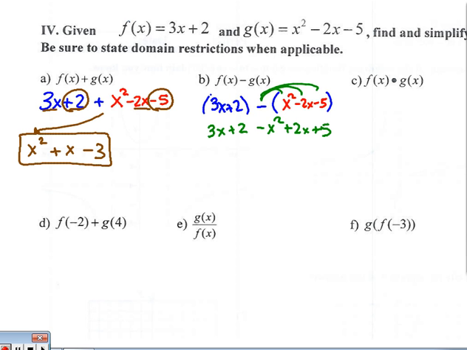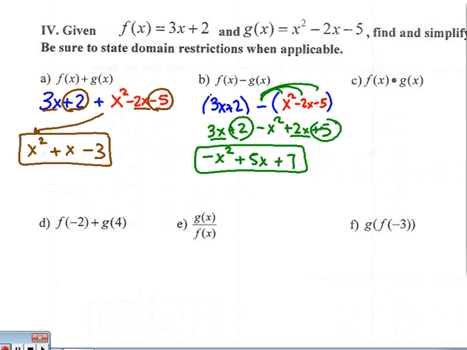On the next one, you want to be careful and make sure that the negative distributes to all three pieces, becomes -x squared plus 2x plus 5. And then you can add your like terms just like you did on the last one. And that's what you should have gotten.